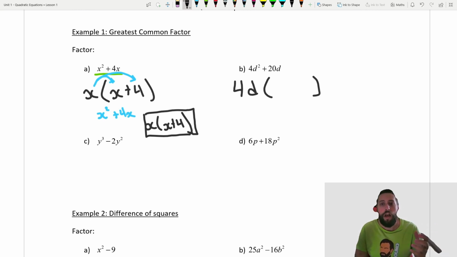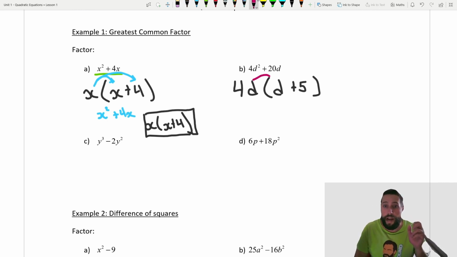And go, okay, well, 4 divided by 4 gives me 1, so all I'm left with is the letter d for the first term. And the second term, well, I'm going to go, okay, 20 divided by 4, well, that leaves me with 5.